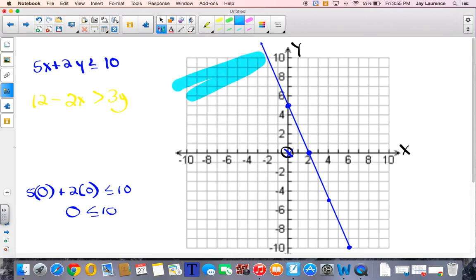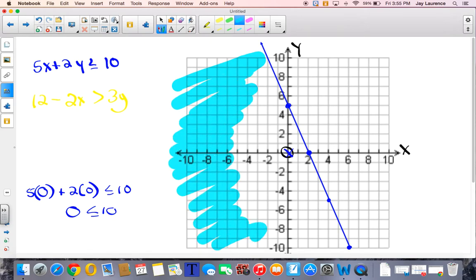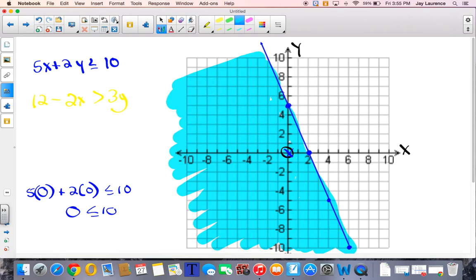So I'm going to be shading all of this. Now I got a little sloppy there, but we understand that we're doing everything underneath the line in this case. All right, now I'm not going to teach you a shortcut about, oh, shade this way if, I don't like those shortcuts because they're only true 50% of the time. And so then kids just want to rely on that shortcut and they don't understand what they're doing. And then they don't know what to do when it's the time where it's not true.